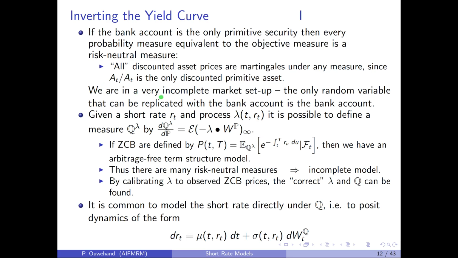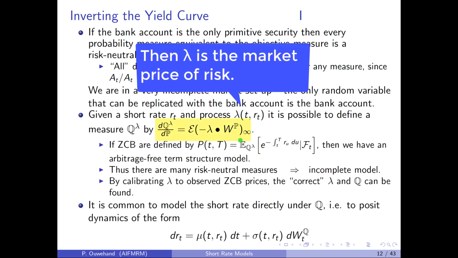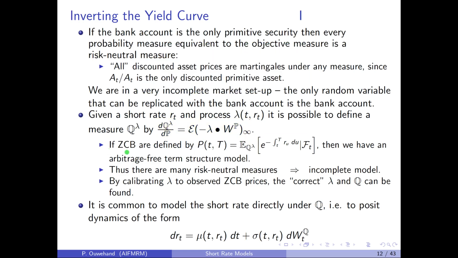So we are in a very incomplete market setup, where the only random variable that can be replicated with the bank account is the bank account itself. Now, given a short rate r_t and some process lambda, which is a function of time and r_t, it is possible to define a new measure Q lambda as follows. If we then define zero coupon bond prices by the following expectation under the measure Q lambda that we have just defined, then we have an arbitrage-free term structure model. It therefore follows that there are many risk-neutral measures, i.e., as we have said, our model is incomplete.